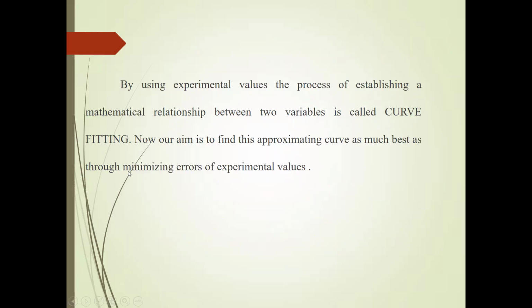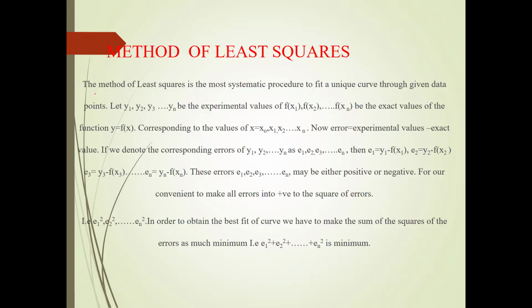By using experimental values, the process of establishing a mathematical relationship between two variables is called curve fitting. Now, our aim is to find this approximating curve as best as possible by minimizing the error of experimental values. The method of least squares is the most systematic procedure to fit a unique curve through the given data points.